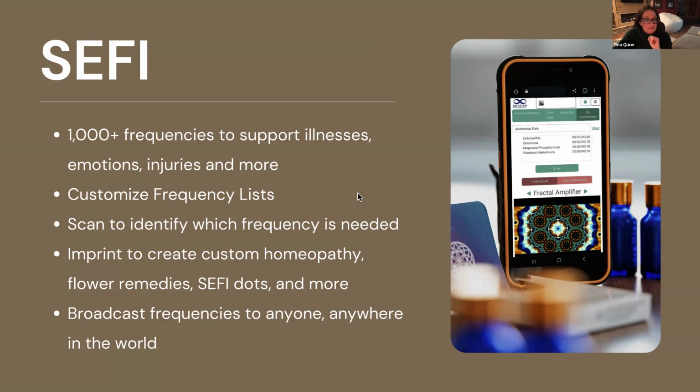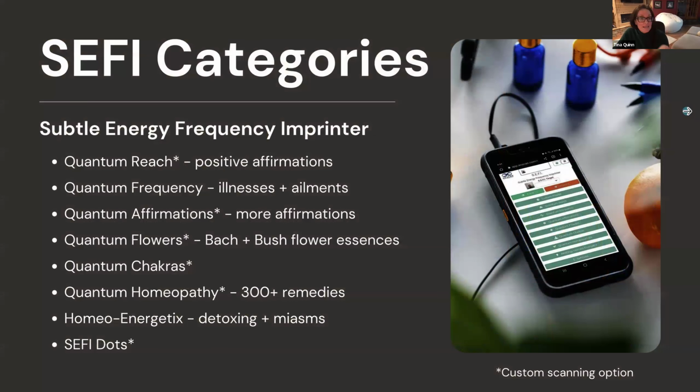There are different lists. You can have homeopathics in here. I have these sucrose blanks. You can imprint sugar pills and give those to your clients. We have Cephi dots that you can stick on, so you can imprint these dots and stick them on a certain acupressure point, and they show you in the program exactly where to put them. So it's really, really easy to use Cephis. And some of the categories that we have, so you have all the positive affirmations.